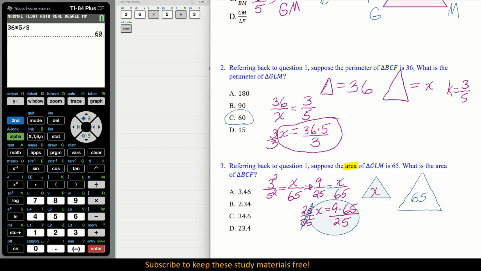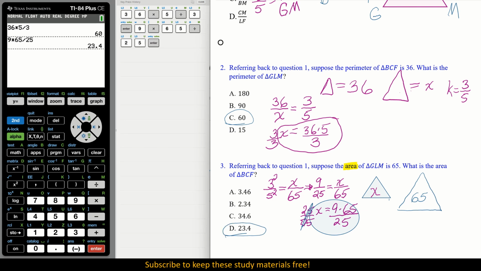Okay, let's turn off that shape thing. Now let's put all that in the calculator. 9 times 65. And again, we do not have an order of operations issue because we're just multiplying and dividing. So we can divide by 25. And 23.4, option D, is 100% correct.